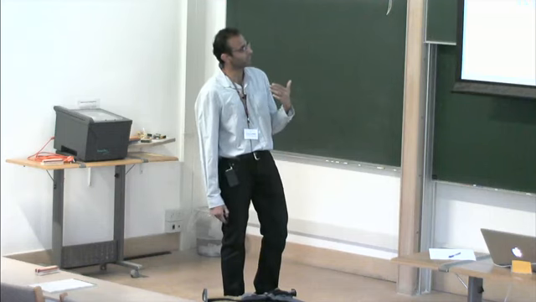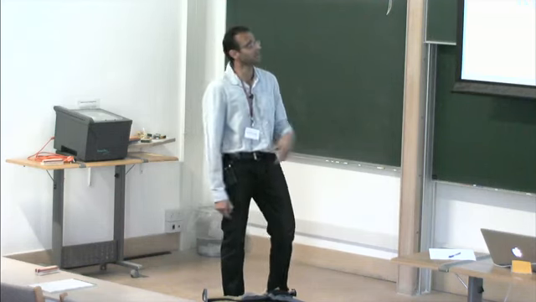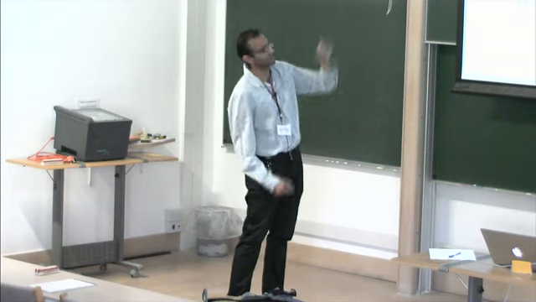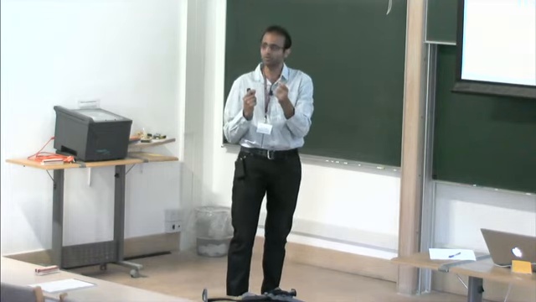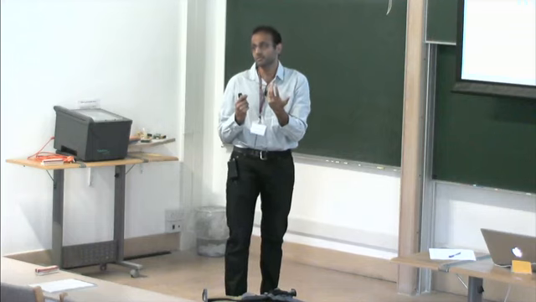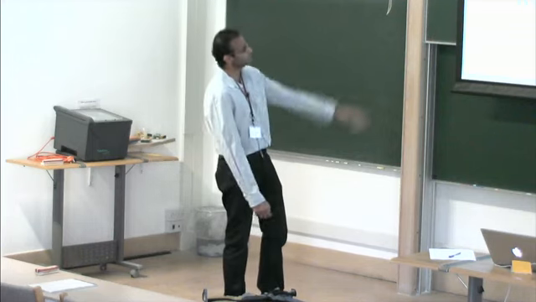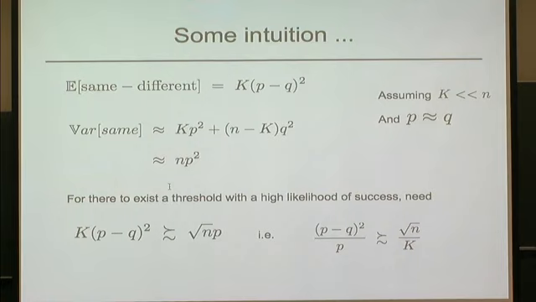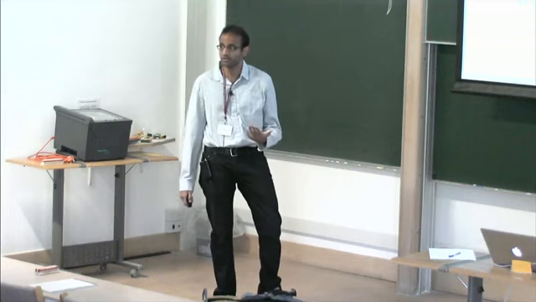For it to succeed with good likelihood, the expected difference between the two hypotheses should be bigger than the standard deviation. So the expected deviation is k times (p minus q) squared, and the variance is n times p squared. For this algorithm to work, we need one to be, hopefully, orderwise bigger than the other. I'm hiding log factors here, that's why I have this funny sign. But this is pretty much what we need for this dumb algorithm.